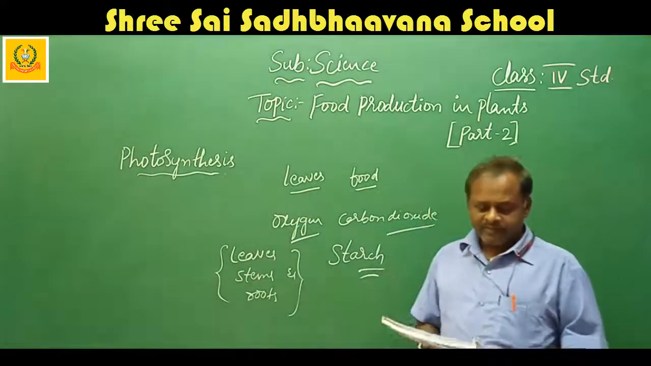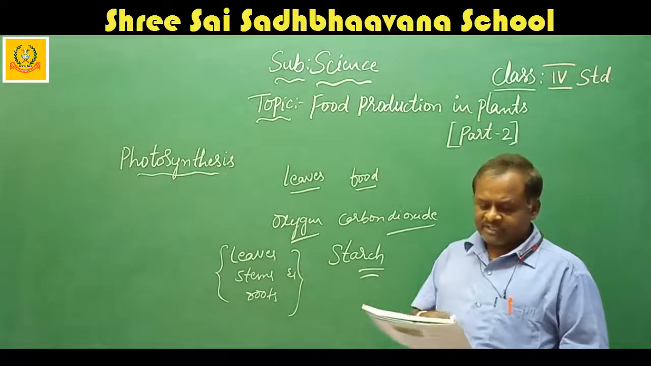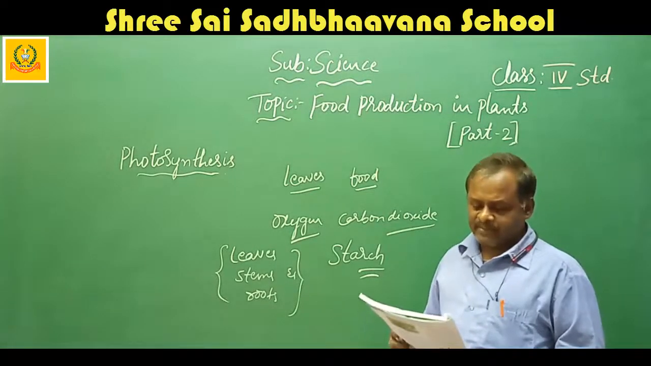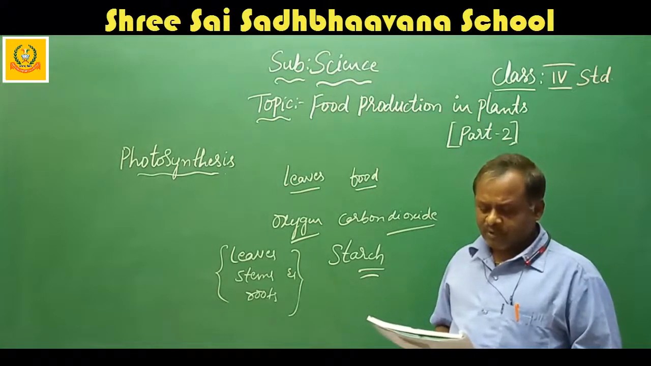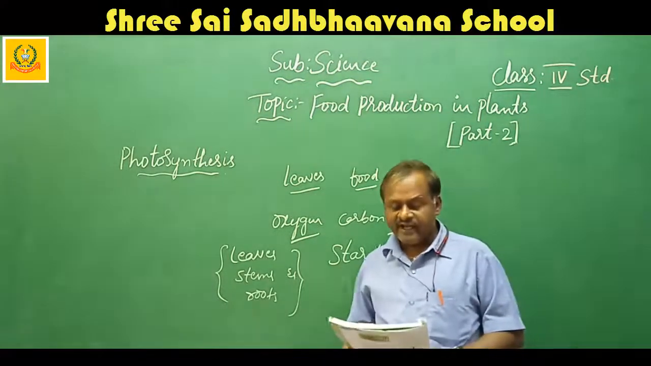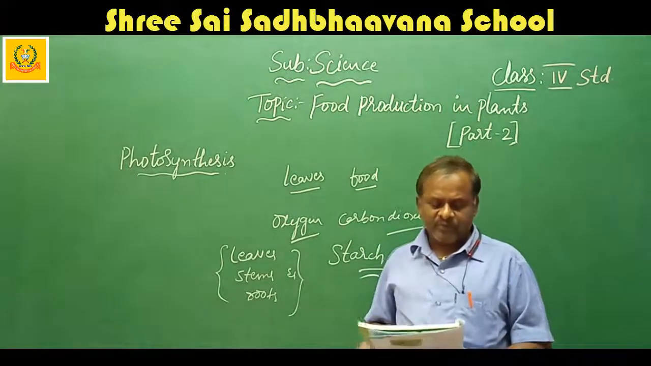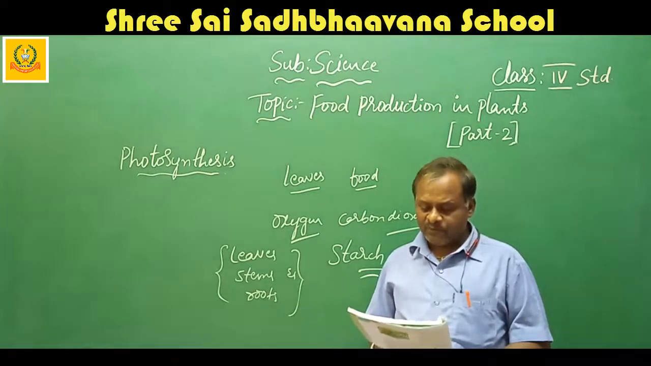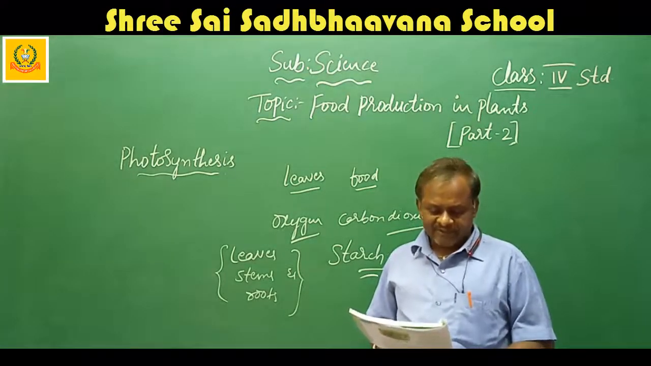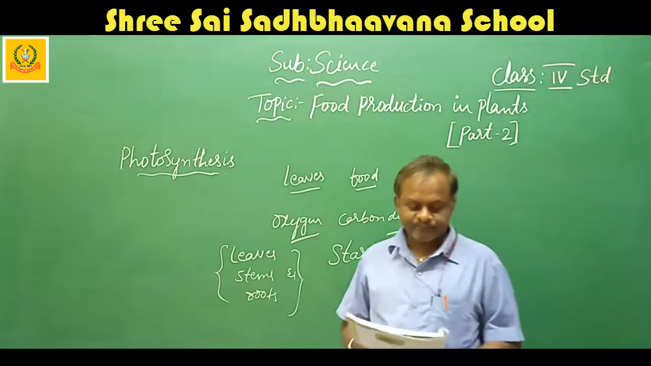Animals and human beings. Next we will go for food production in some unusual plants. Some plants such as mushrooms, molds and fungi are non-green plants. They do not have chlorophyll, so they cannot make their own food. They get their food from dead and decaying plants and animals.